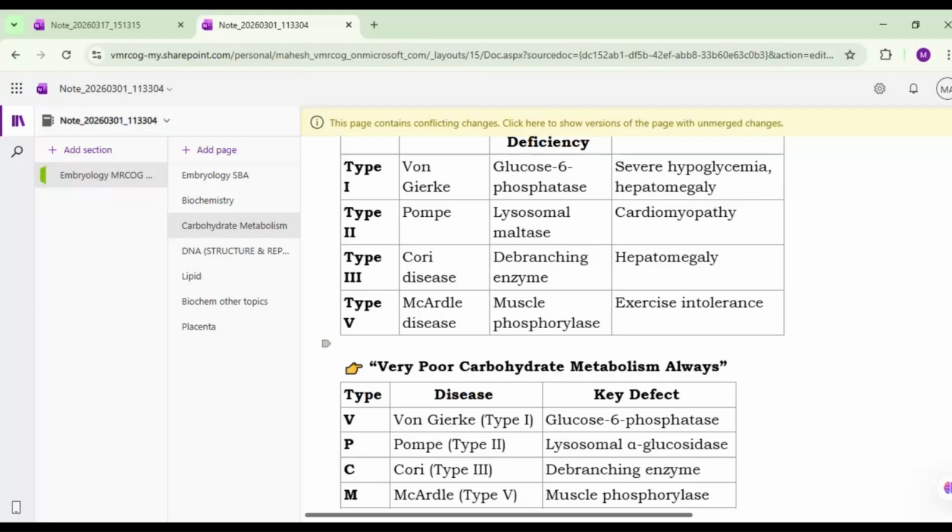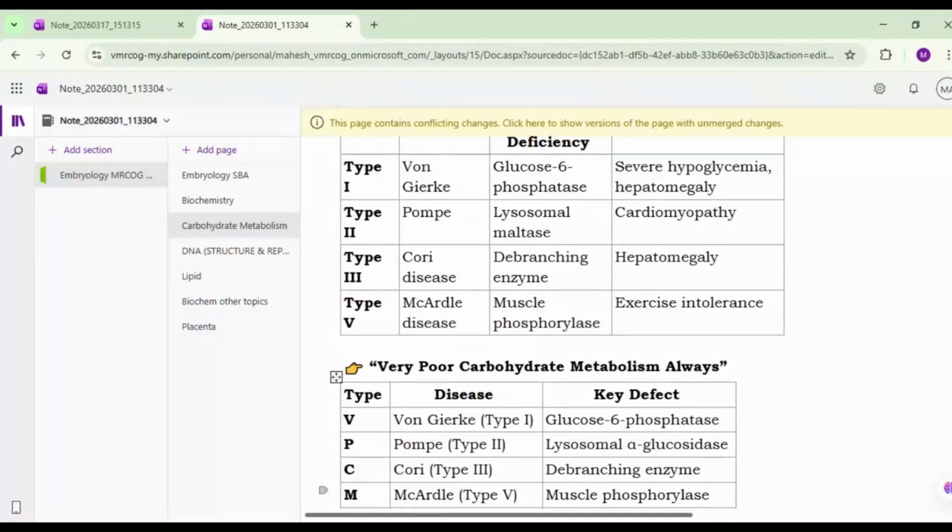Okay, very poor carbohydrate metabolism always. V for von Gierke's disease, that is type 1, glucose 6 phosphatase deficiency. P for Pompe's, that is type 2, lysosomal alpha glucosidase deficiency, affecting the heart, causing cardiomyopathy. C is Cori's, that is type 3 disease, debranching enzyme.